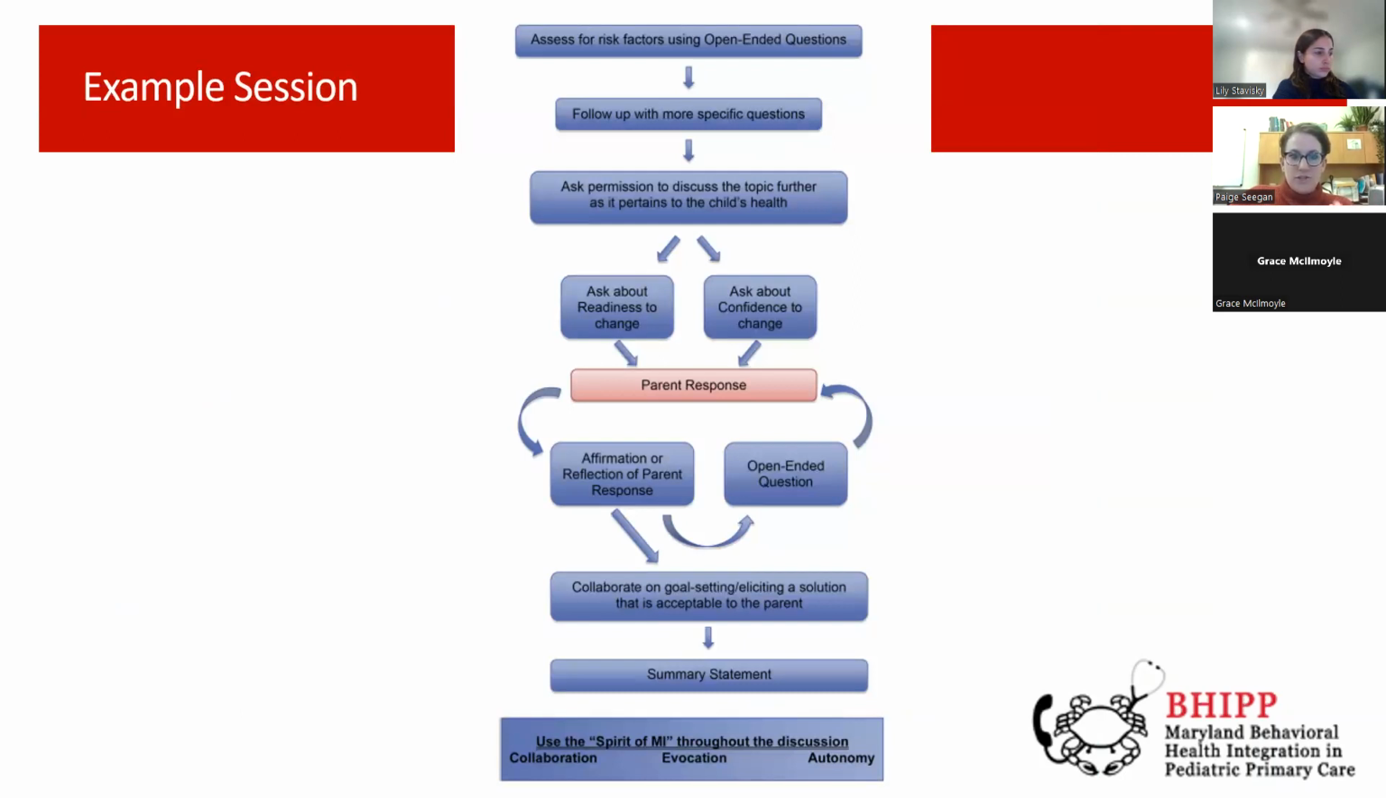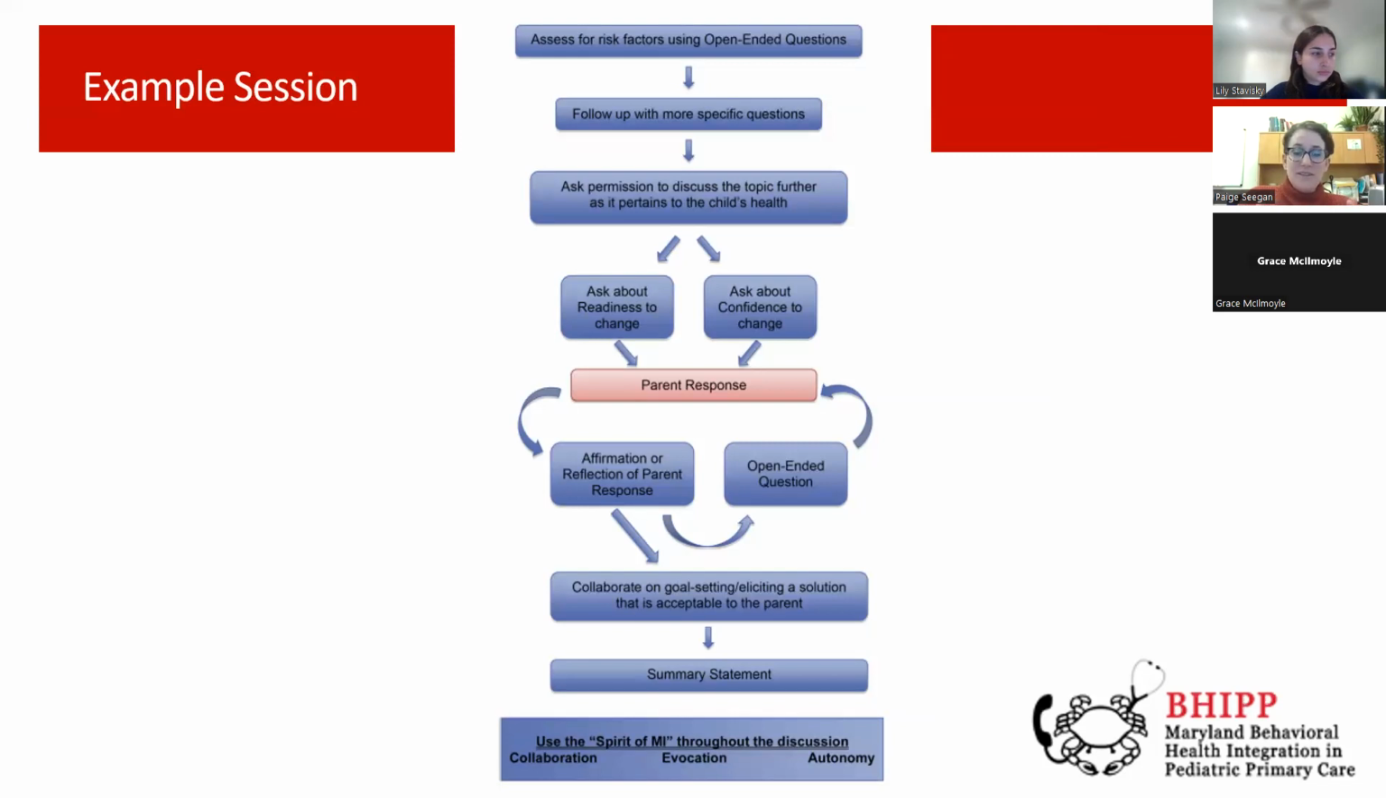And then finally, an example session with a parent could be: you assess for risk factors using open-ended questions. You get a lot of good info. You follow up with more specific questions, because it's not like you're not allowed to ask questions. You just want to minimize them. And by open-ended questions, you'll get more information that way. You ask for permission to discuss a topic further as it pertains to the child's health. Then you can ask about readiness for change.